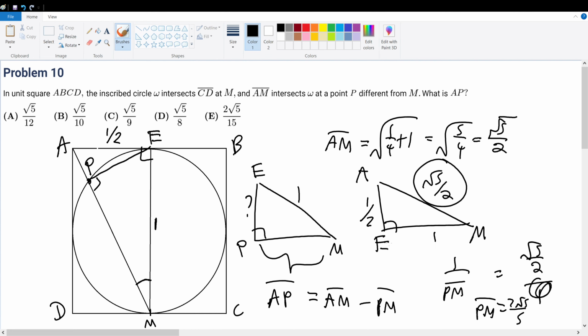So if PM is equal to 2 root 5 over 5, then what is root 5 over 2 minus 2 root 5 over 5? Well, that's equal to 5 root 5 over 10 minus 4 root 5 over 10, which is just root 5 over 10. That brings you the answer choice B with your final answer.